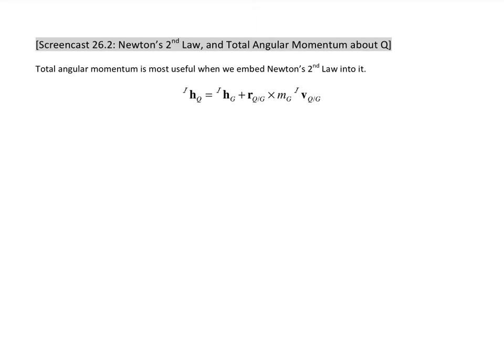So in the last screencast, we developed an expression for the angular momentum of a multi-particle system about an arbitrary point Q. Remember, there's no restrictions on this point. It can be fixed, it can be moving, it can be anything that we'd like. This is a useful relationship in and of itself because we can convert between these two angular momenta. But as always, these expressions become most useful when we apply Newton's second law to them.